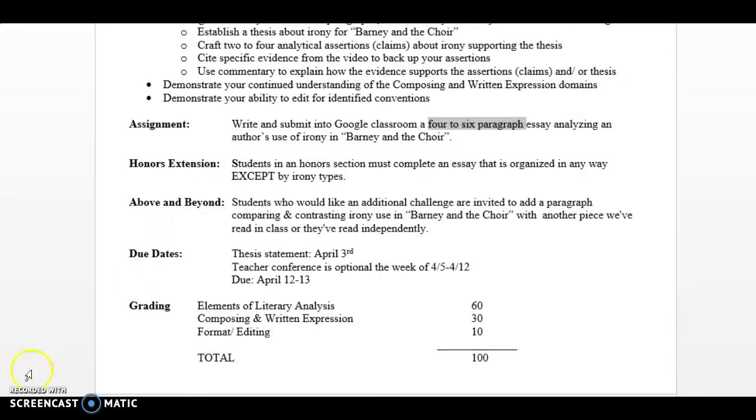Now, according to the assignment, you can complete either a 4 to 6 paragraph essay analyzing the author's use of irony in Barney and the Choir. So technically, a 4 paragraph essay would just have your intro, 2 body paragraphs, and a conclusion. You can do that. Here's my recommendation, though.